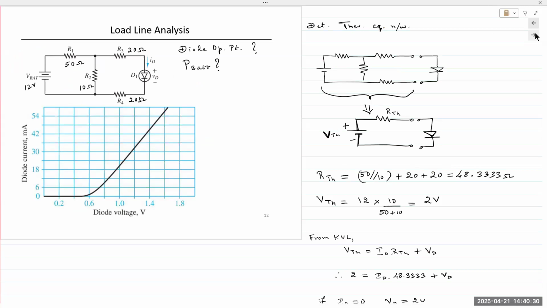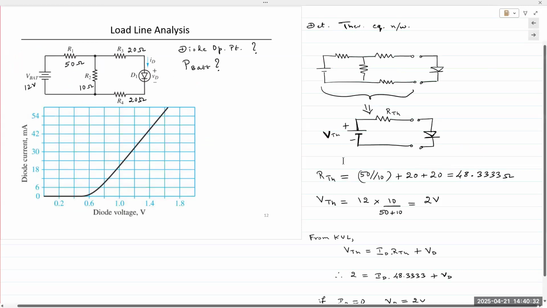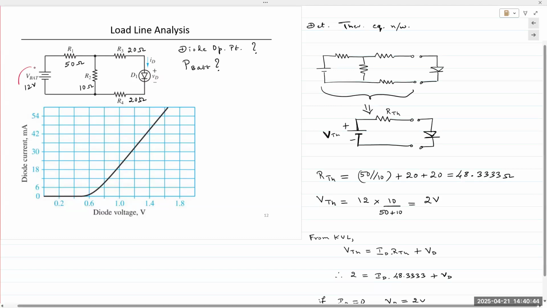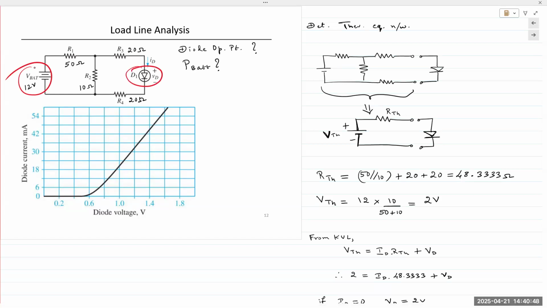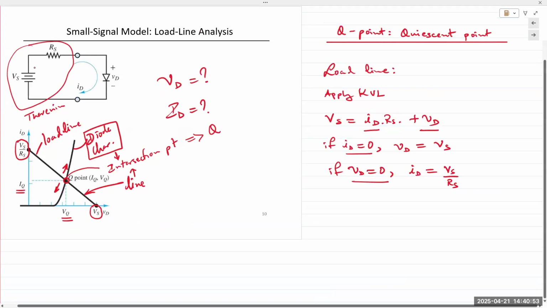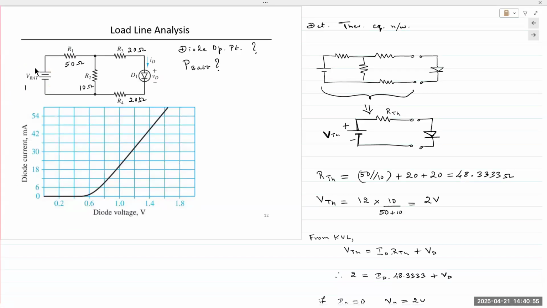Right. So we have a circuit comprised of one voltage source, V battery. That's all it is. And that V battery is 12 volts. Right here. And it's connected to the diode via a network of 4 resistors, R1, R2, R3, and R4.